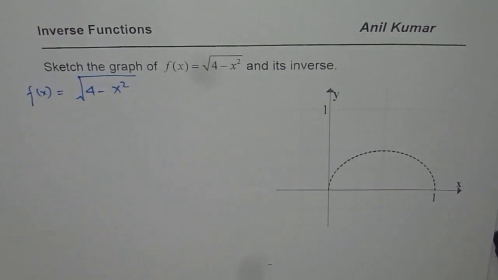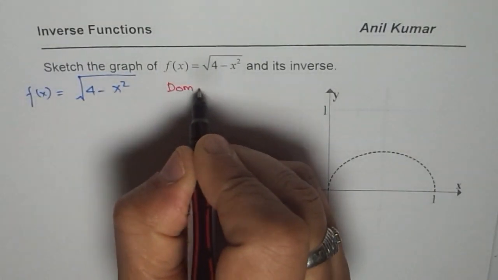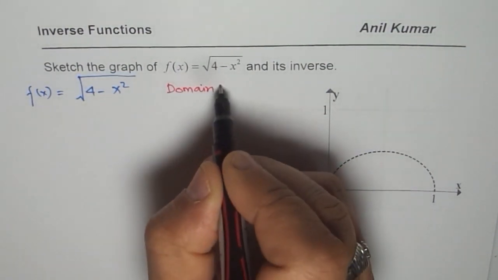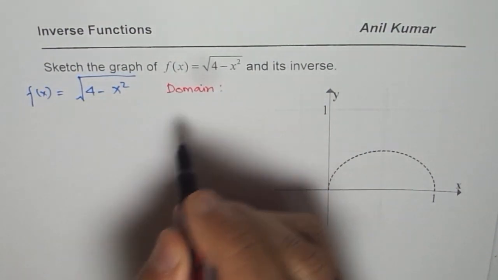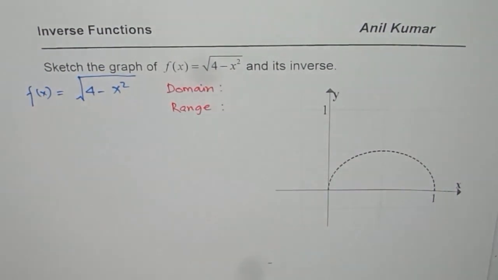What should we look into? The first thing we should look at is the domain. Right? Once we know what the domain is, then we can have some points, and that will also give us an idea about the range of the function.